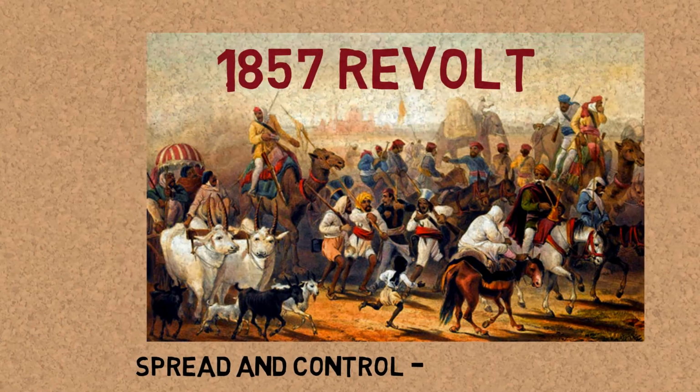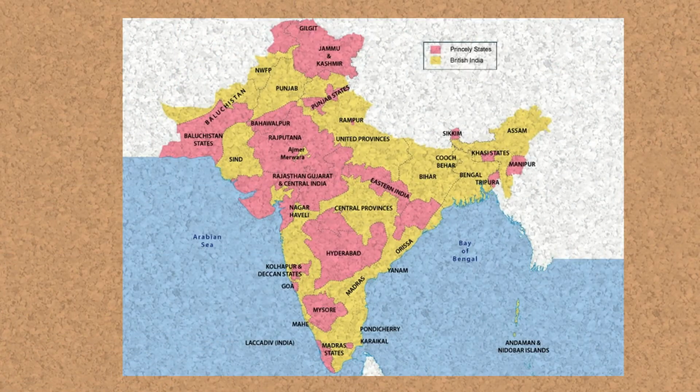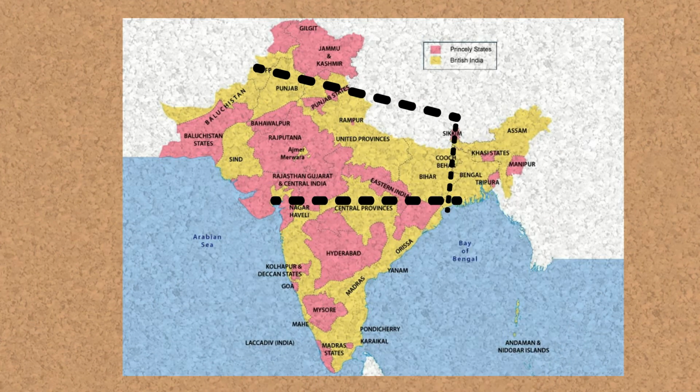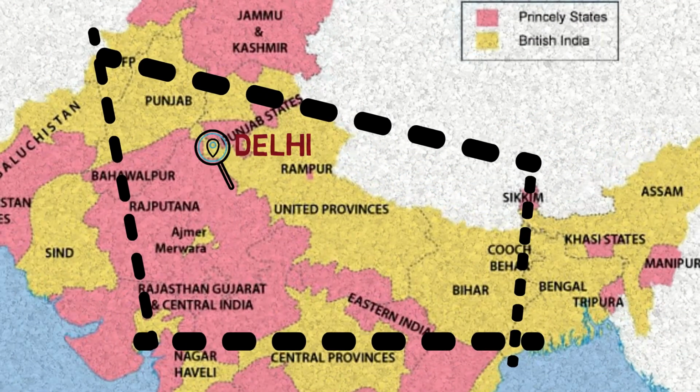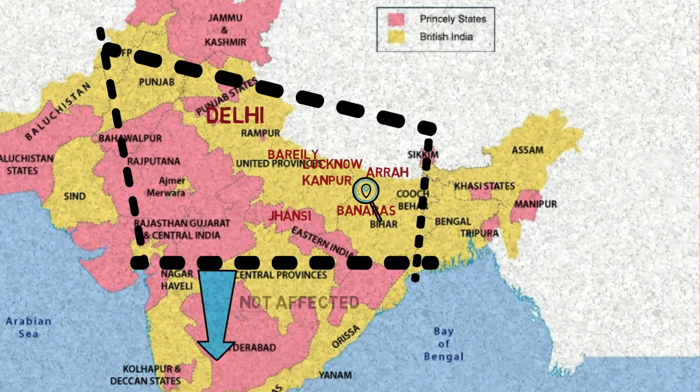The 1857 revolt is often considered the first war of independence against the British rule. The uprising covered a significant area from Punjab in the north to Narmada in the south, and from Bihar in the east to Rajputana in the west. The focal points were Delhi, Kanpur, Lucknow, Bareilly, Banaras, Jhansi and Ara. The area of India south of the Narmada river remained unaffected by the revolt.